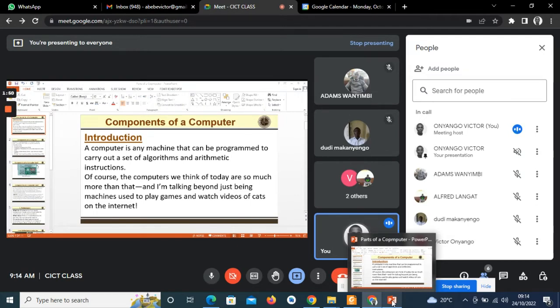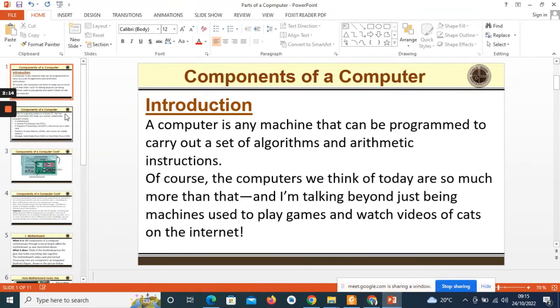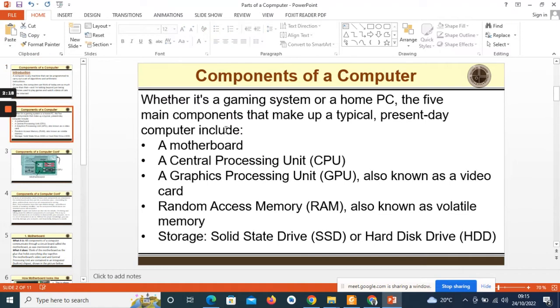So the computer we think of today are so much more than that, and I'm talking beyond just being machines used to play games and watch videos and maybe cards on the internet. So I'm talking about some sophisticated machines or computers more than just mobile phones. So let us see what are the components of a computer, having known what the computer is.